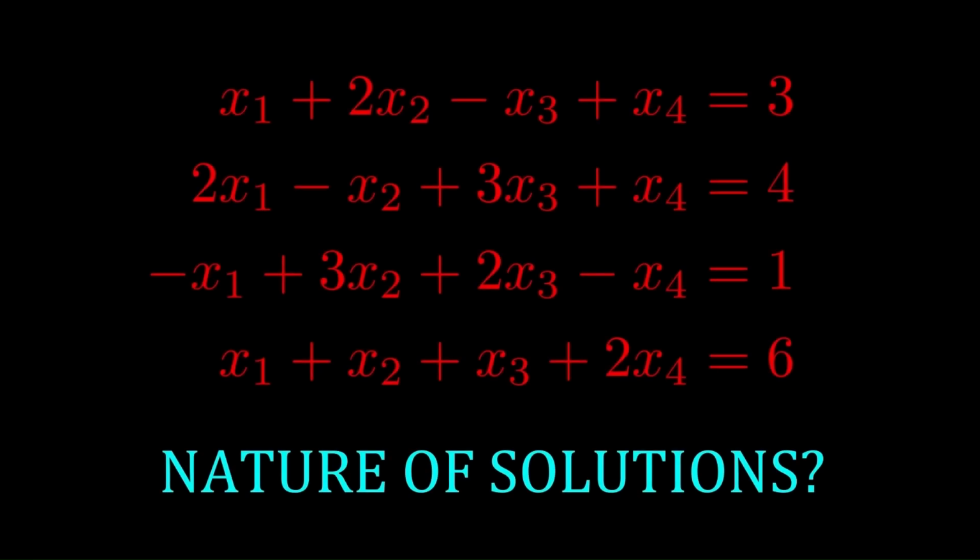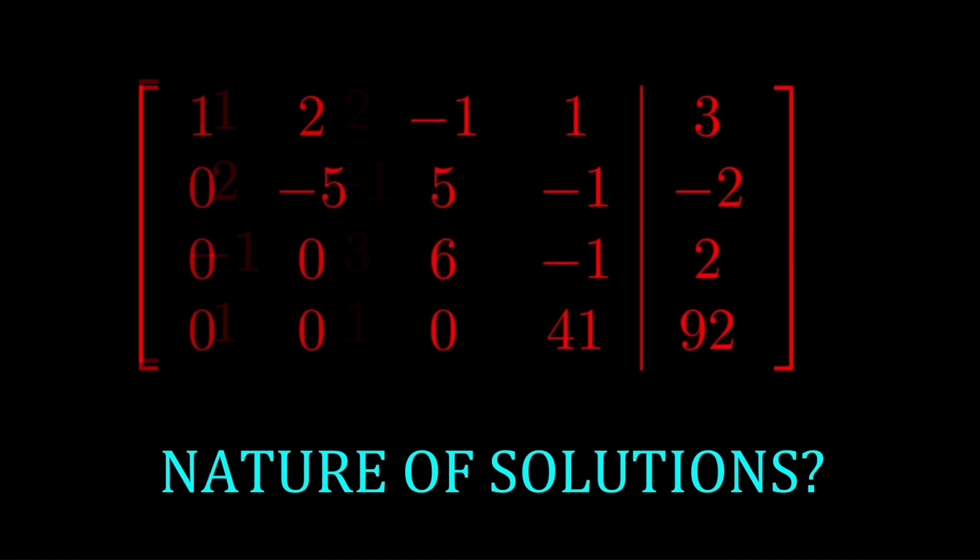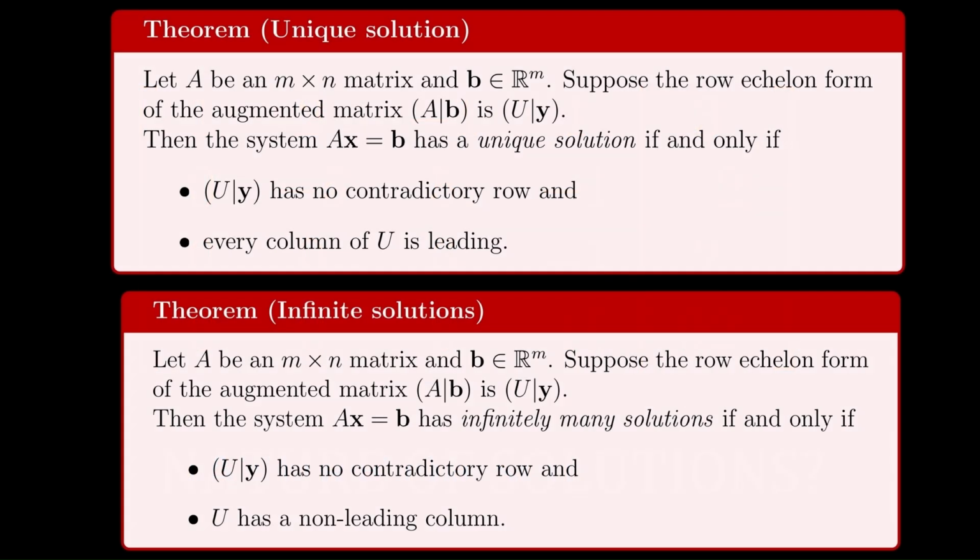You're given a system of linear equations and you're asked, does it have a solution? If so, how many? Infinitely many, 0 or 1? Most textbooks give you neat rules to figure out how many solutions there are. There's a unique solution if and only if these two conditions hold, and infinitely many solutions if and only if these two conditions. But the thing is, why?